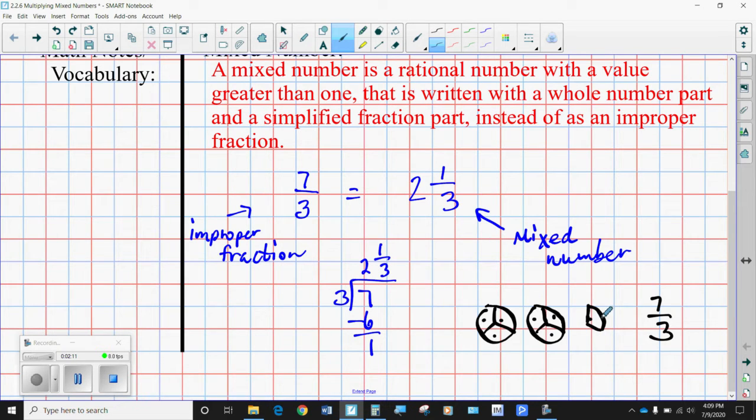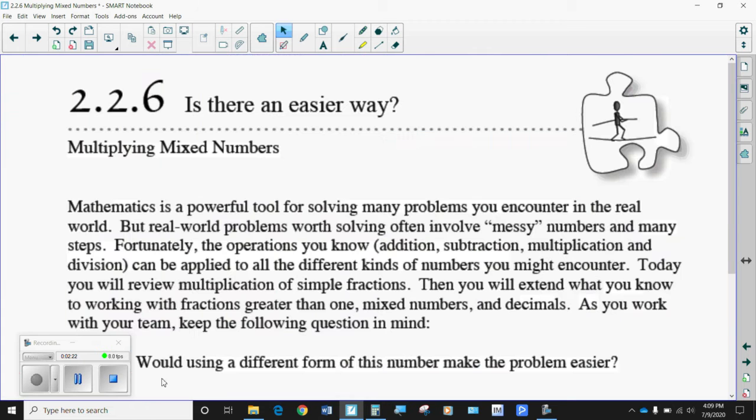So we're just going to leave that as the 1 third part, which is in simplest form, right? 1 third, and then the 2 part here. That's, in essence, what's going on when we're dealing with mixed numbers. Just a little bit of a refresher there.